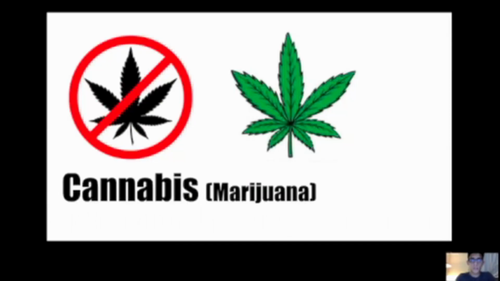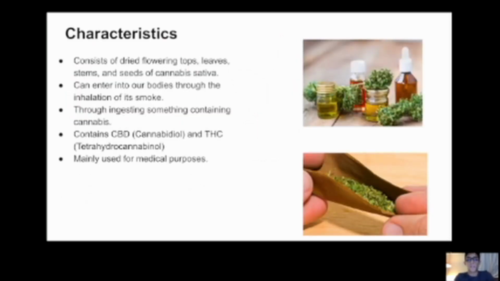So we're gonna talk about cannabis now, or marijuana. Some of its characteristics is that it's basically dried flowering tops and leaves, and also the small stems and seeds of the plant Cannabis sativa. It can enter into our bodies through inhalation, like by smoking it, and through the ingestion of something that contains cannabis. It contains CBD or cannabidiol and THC, which stands for tetrahydrocannabinol. These both substances or chemicals affect our brain and our whole body through neurotransmitters.